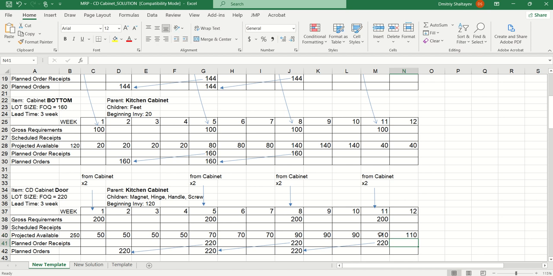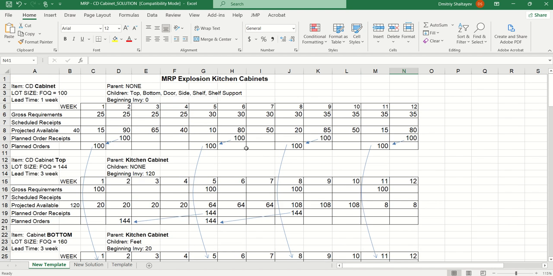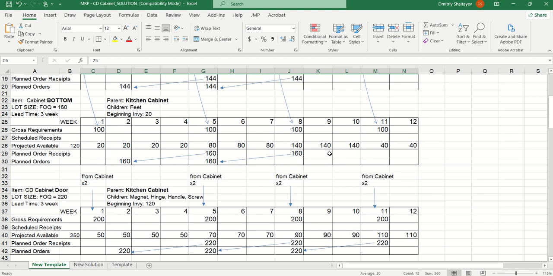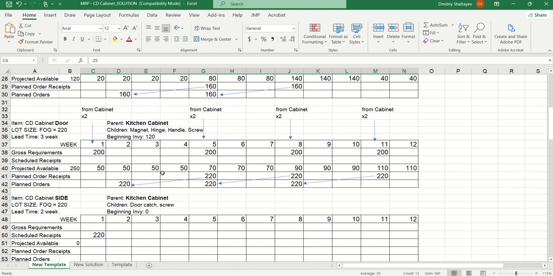So therefore, in order for me to support my sales, as I projected them right here, for my gross requirements for the finished item, in terms of doors, I have to start the standard batch of size 220 in week number 2, in week number 5, and also in week number 8. I'm assuming here that I'm making them myself. If I have all the parts and components, I'm going to start making them.